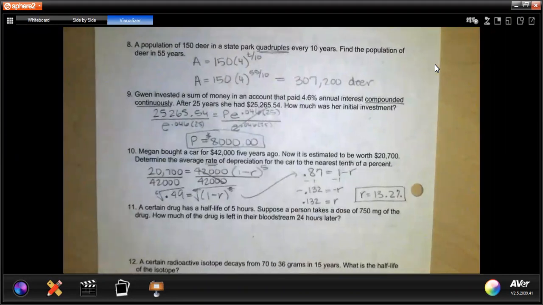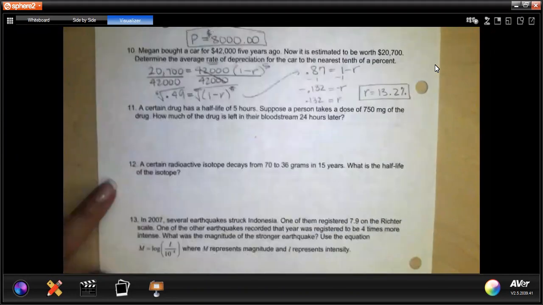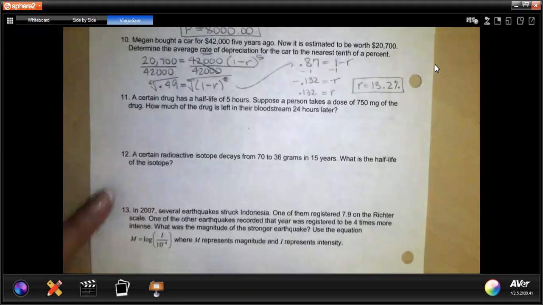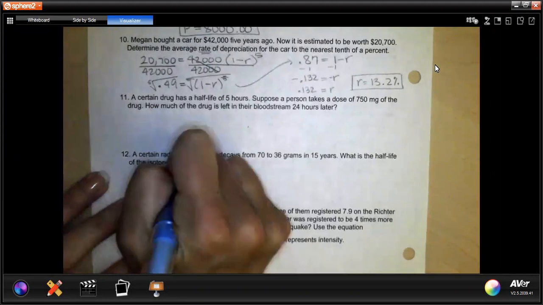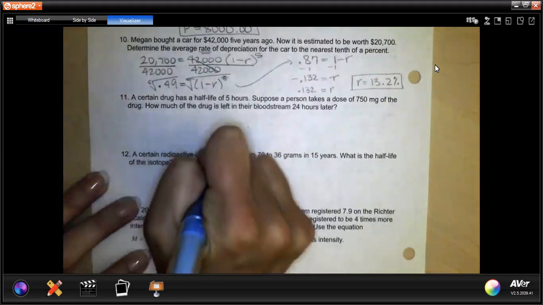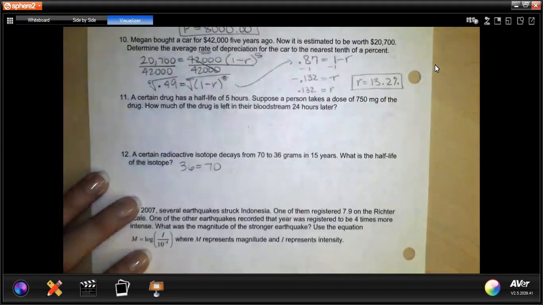All right. Number 12 here says a certain radioactive isotope decays from 70 to 36 grams in 15 years. What is the half-life of the isotope? So our final amount was 36. Our initial amount was 70. We're looking for the half-life.